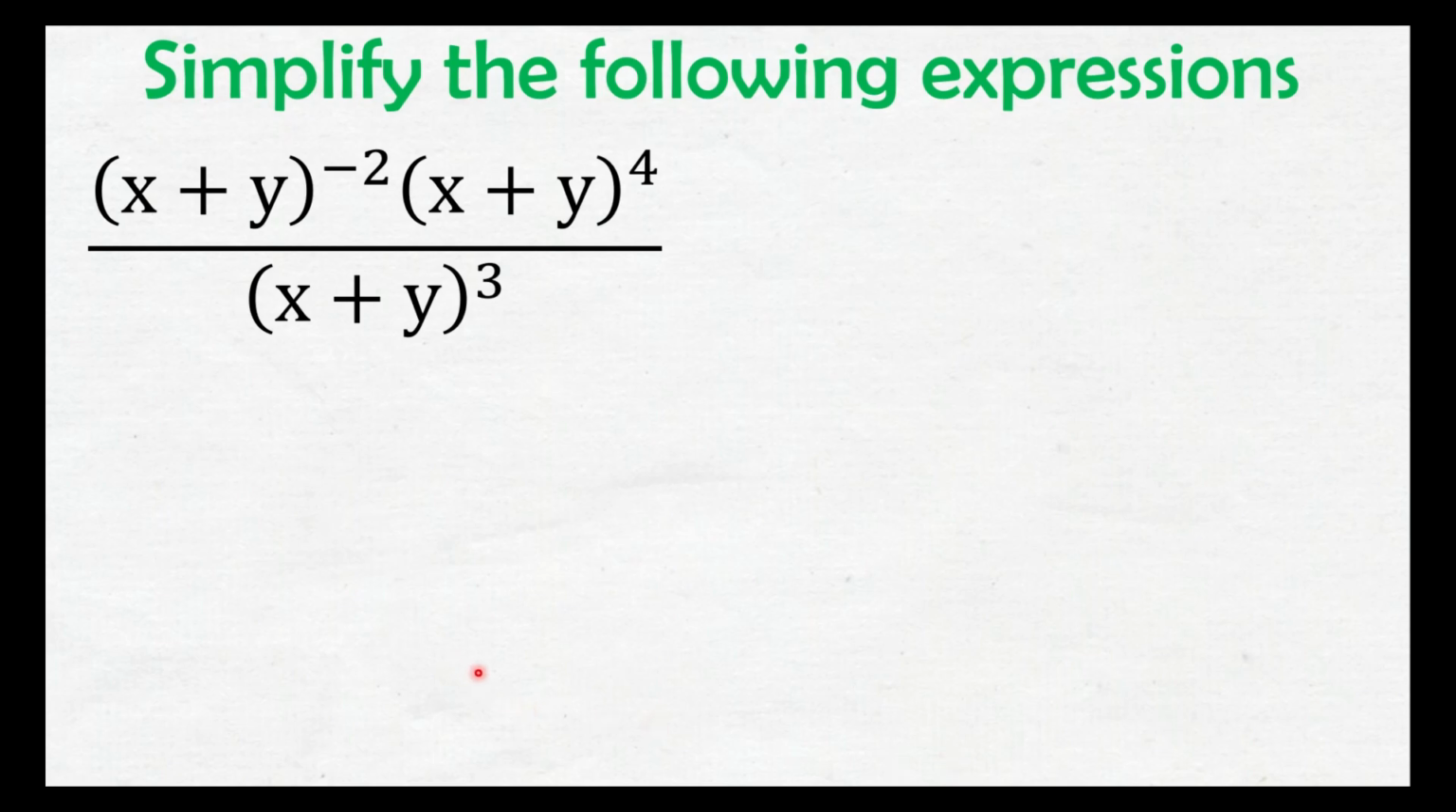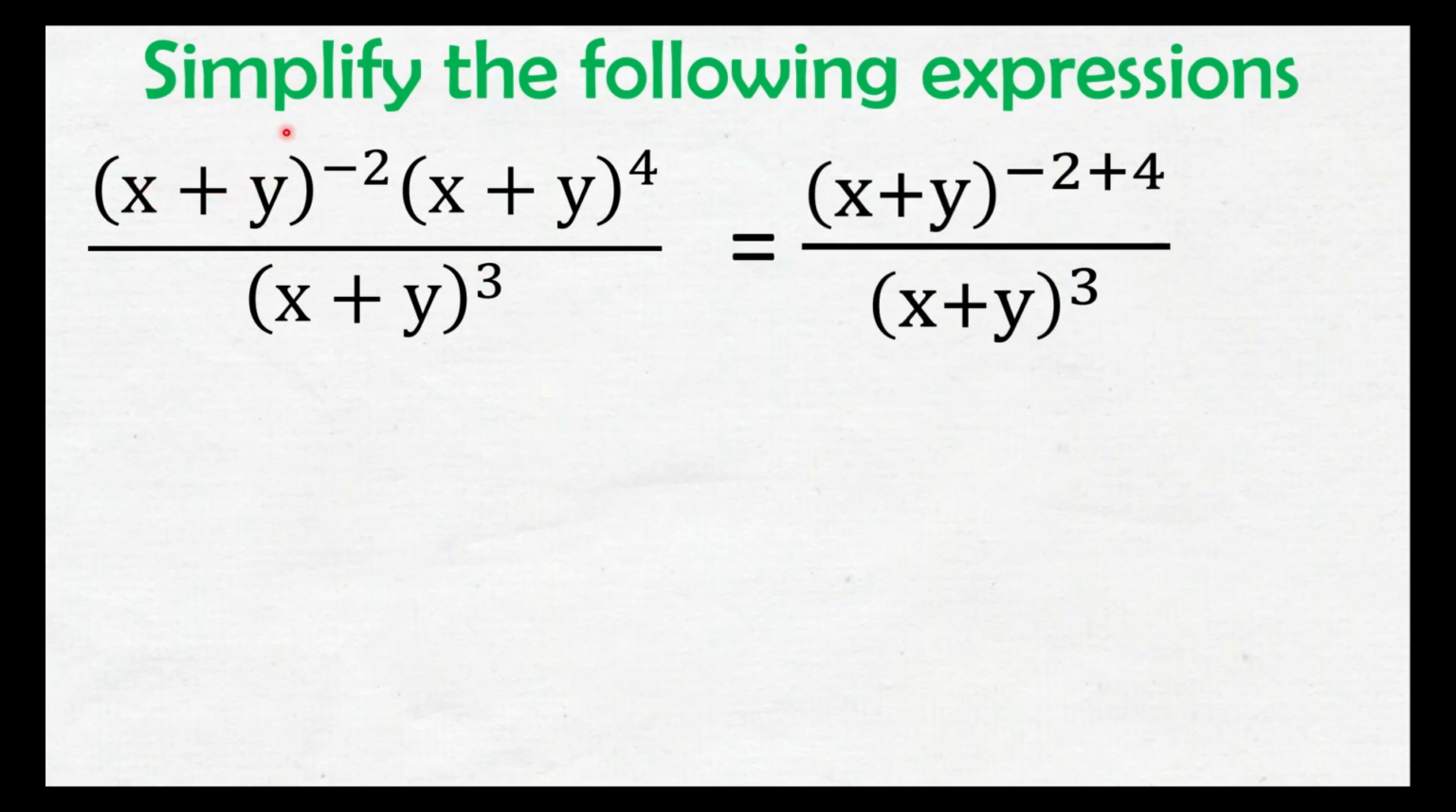Okay, last example. We have quantity x plus y raised to negative 2 times quantity x plus y raised to 4 all over quantity x plus y raised to 3. So, makikita natin dito na nakaparenthesis itong expression natin na x plus y, ibig sabihin yan, isang quantity lang yan at yan yung magiging base natin. So, pwede natin i-multiply since pares dito x plus y, pwede natin i-add yung mga exponent niya. So, pagsamahin na lang natin since pares naman sila, x plus y.